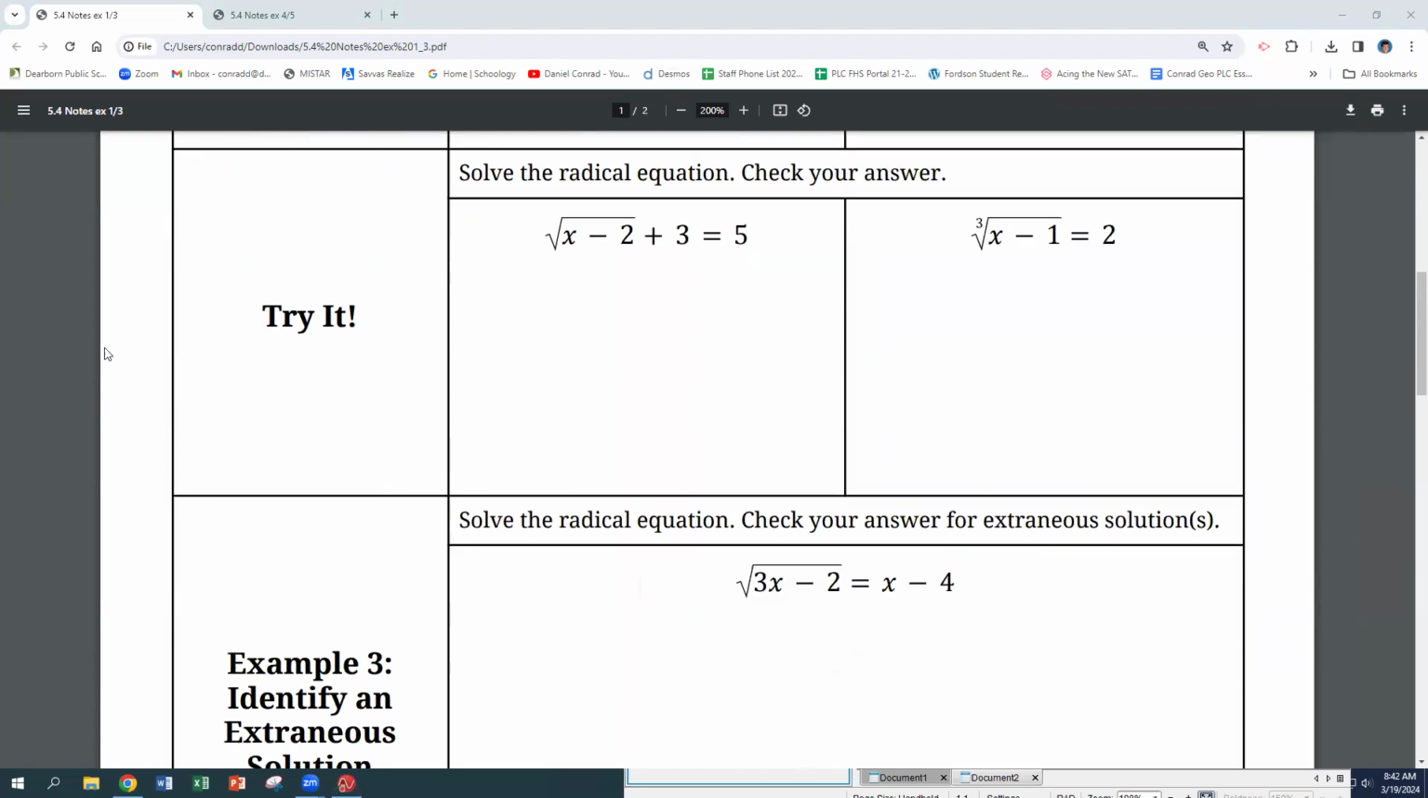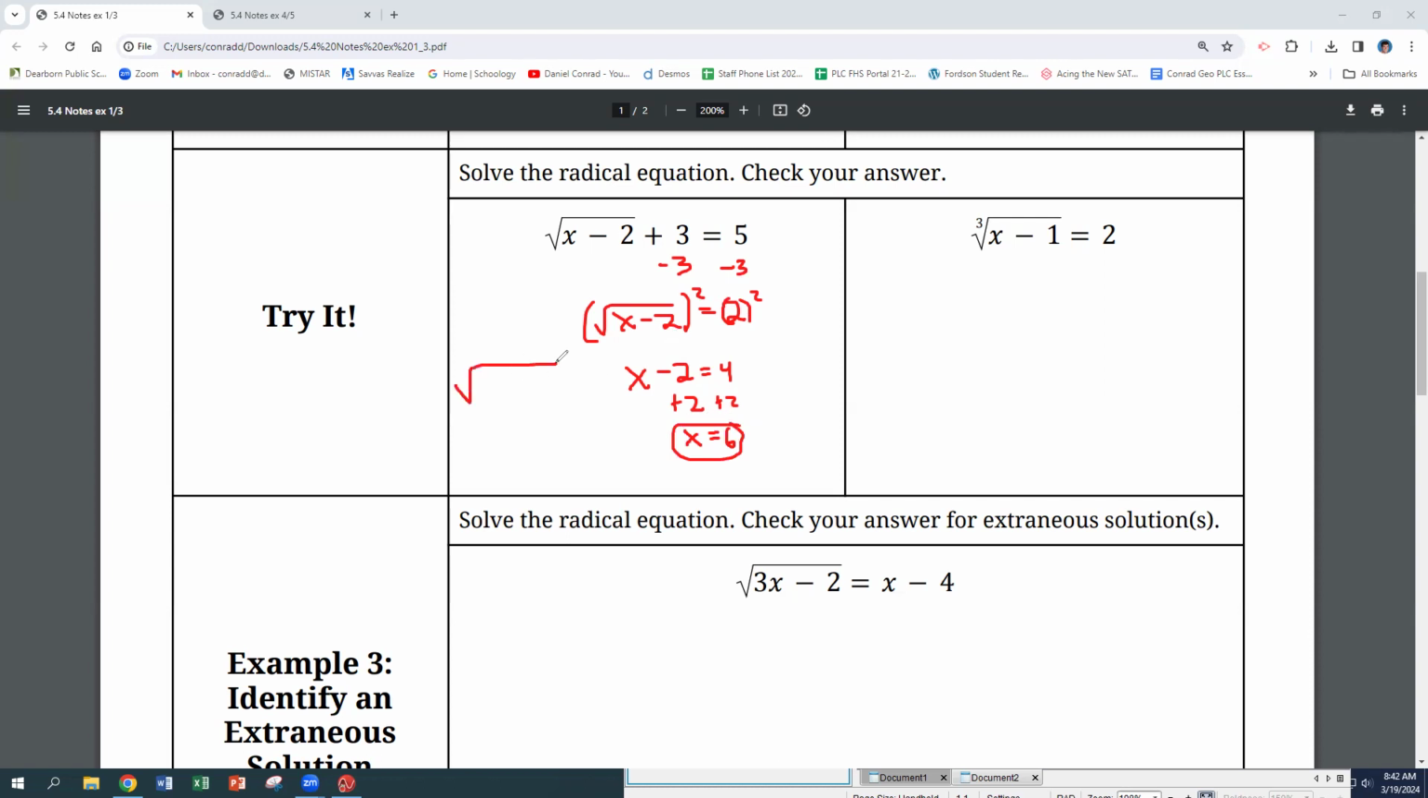All right. So real quick, if we do the practice ones, we're going to subtract 3 on both sides. So I get square root of x minus 2, 5 minus 3 is 2. I'm going to square both sides to get rid of the radical. I get x minus 2 equals 4. I add 2 to both sides, so I get x equals 6.